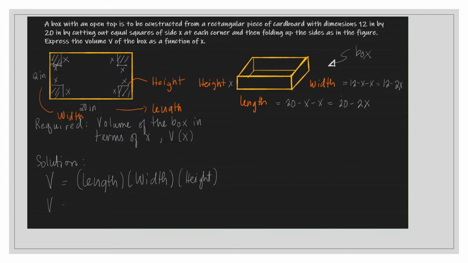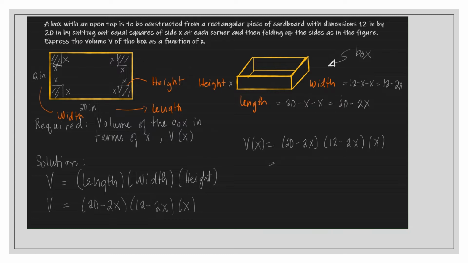So we have V is equal to 20 minus 2x, the width will be 12 minus 2x, and the height will be x units long, or x inches long. We can now write this as V of x since we now have an expression that is purely in terms of x. So we have V of x is equal to 20 minus 2x times 12 minus 2x times x.